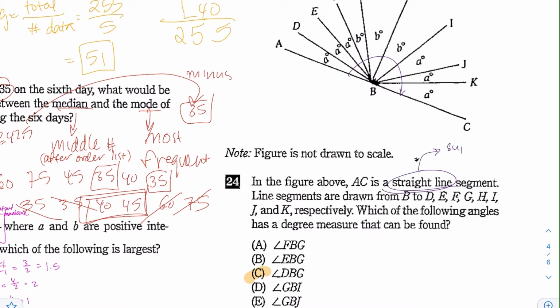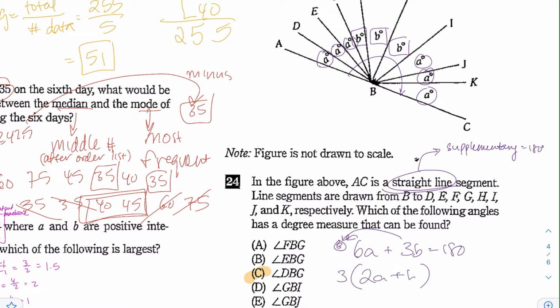means that they are supplementary, which means they add up to 180 degrees. So if you take the A, so 1, 2, 3, 4, 5, 6, that means that's 6A plus the 3 B's. You combine like terms, that's equal to 180 degrees. And here you can factor out a 3. So you have 2A plus B left, and that's equal to 180. So if you divide by 3 on both sides, you get that 2A plus B is equal to 60.